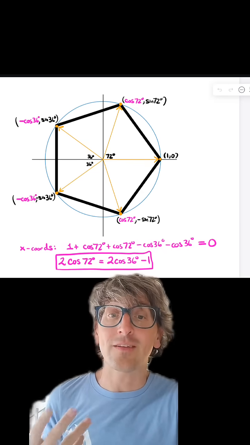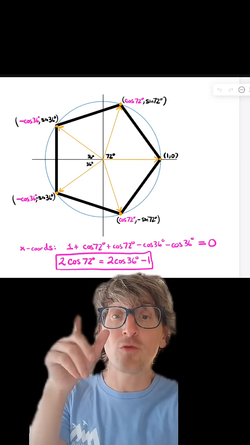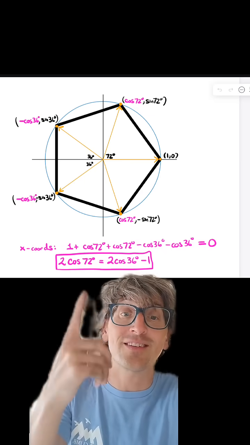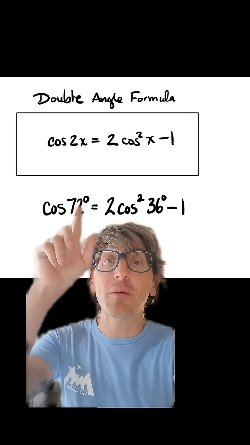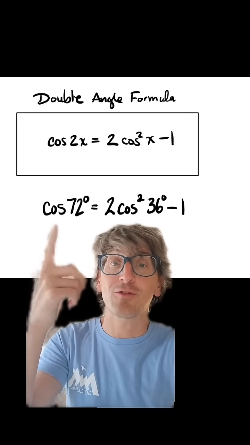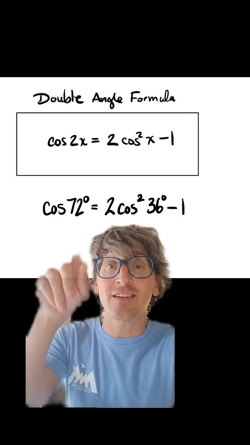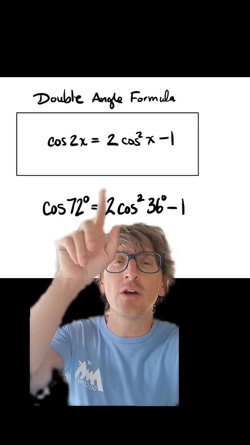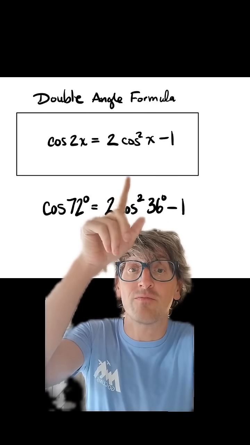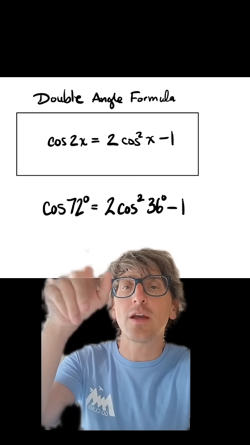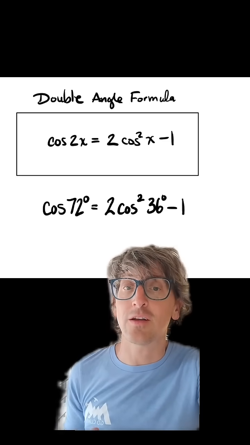When you write this down as an equation, it must mean that twice the cosine of 72 is this expression over here. But you might remember the double angle formula from trigonometry. That's the only thing we'll really need. It says that if you take the cosine of twice an angle, you can just relate it in terms of the angle itself. So we can relate cosine of 72 to cosine of 36.